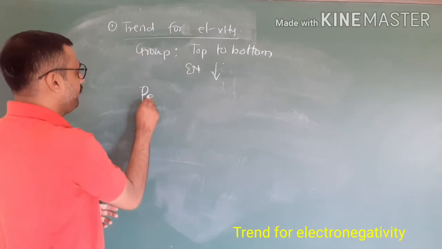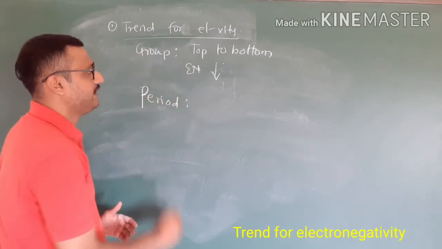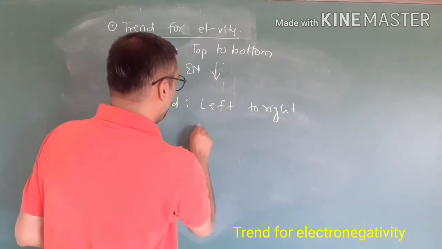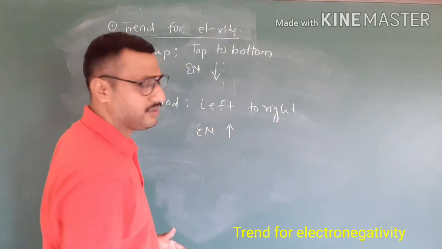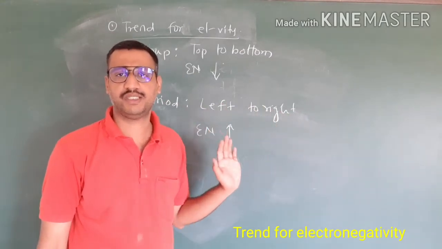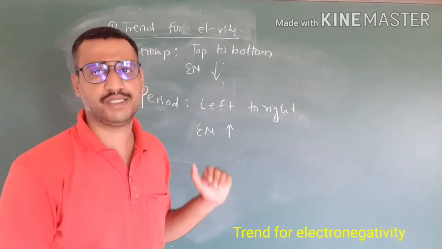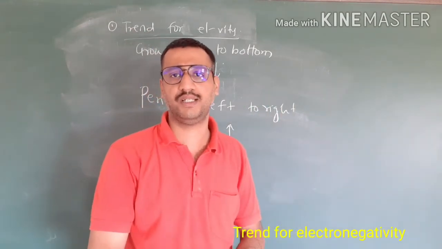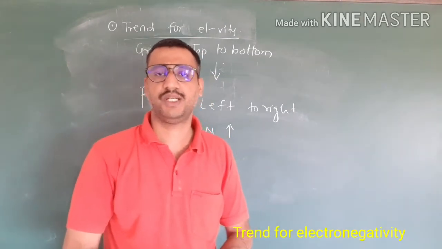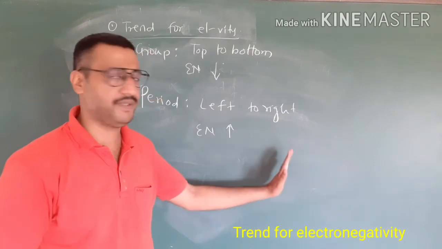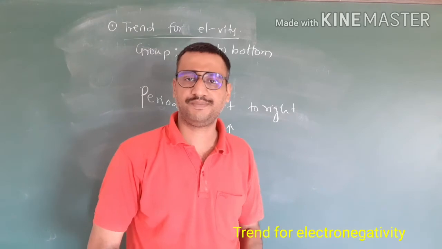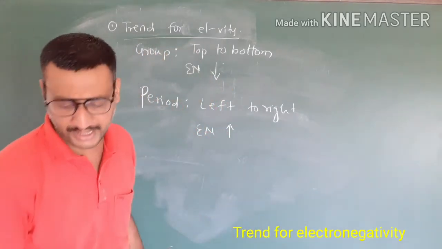Then in a period, what is the trend? As we move from left to right, electronegativity value increases. Why? Because from left to right, atomic size decreases, effective nuclear charge increases, and screening effect remains almost identical. That's why electronegativity values increase as we move from left to right, up to group number 17. Group number 18 elements are the stable ones, with no need to attract electrons. So this is the general trend I told.